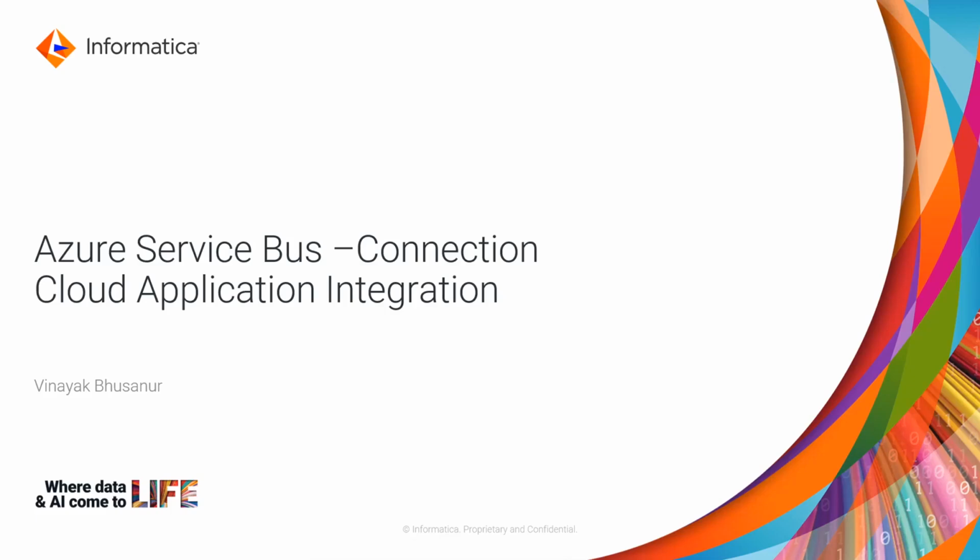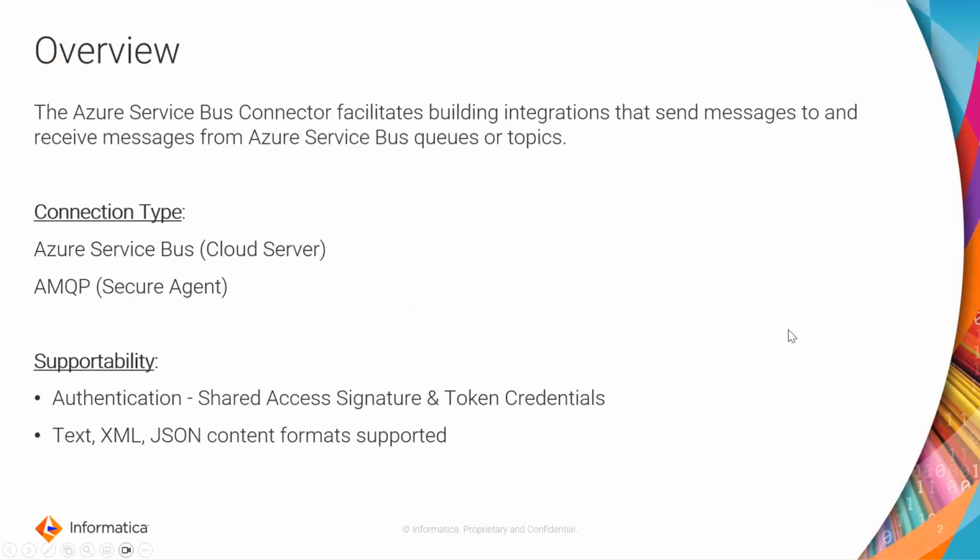In this session, I'll be talking about using Azure Service Bus Connection in application integration. The Azure Service Bus Connection provides an ability to send message and receive message from Azure Service Bus queue or topics. In CAI, there are two ways to connect to Azure Service Bus. One is using native Azure Service Bus connection and another one is through AMQP connection. In this video, I'll demonstrate the connectivity through Azure Service Bus connection.